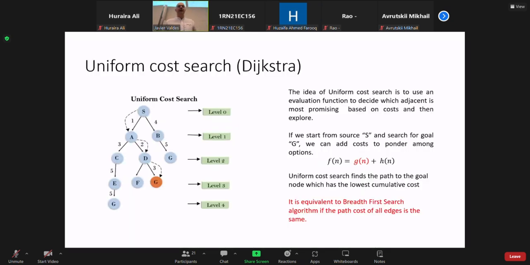It's like we can add some kind of costs that are related to what? To the movements, to the states. So if I have a given state, I can use the g(n), which will be the cost associated to moving from one place to the other. And this is what we call the uniform cost.